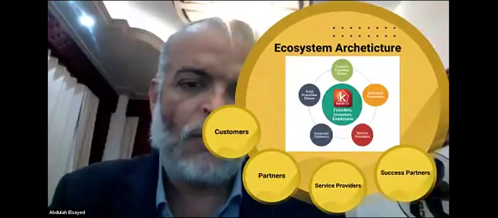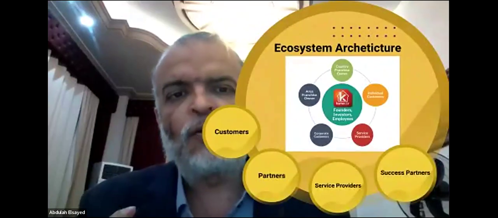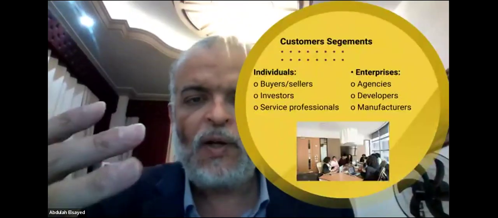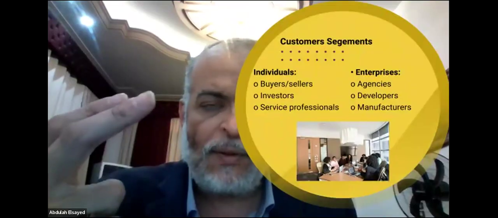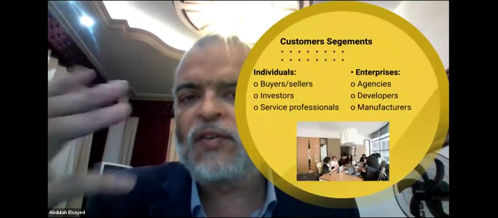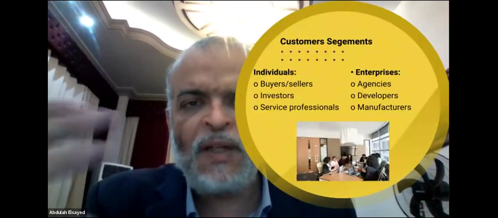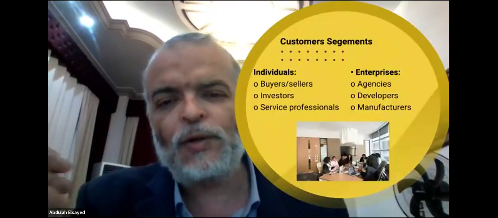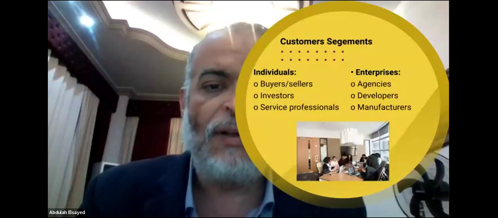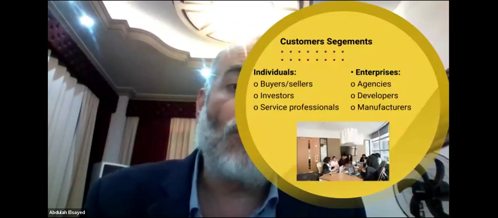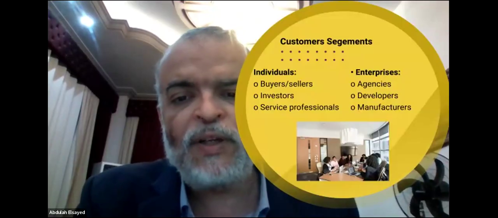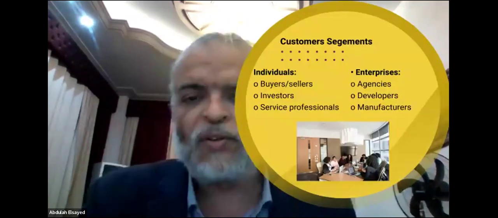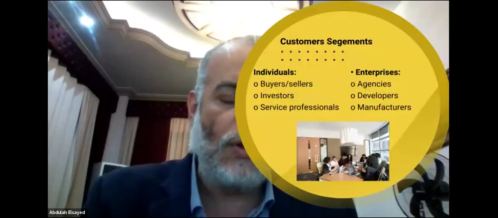This is the last slide now. As you can see, in our ecosystem we have customers, and these customers are individuals or companies. Individuals like buyers, sellers, investors, service professionals. Any individual who is considered a stakeholder in the real estate industry can benefit from our system. Also companies: real estate investment companies, real estate agencies, real estate agents, real estate developers. All types of companies can benefit from our ecosystem.